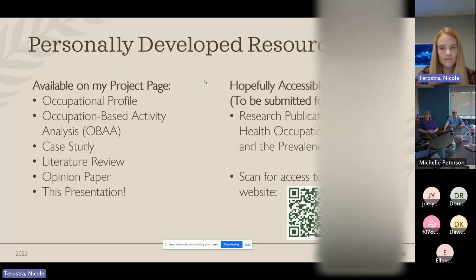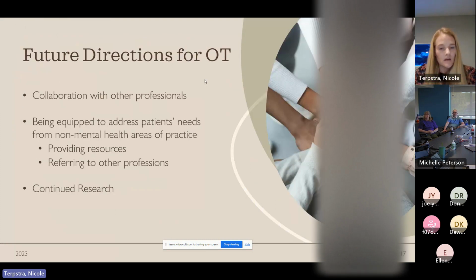So, all right. Future directions for OT. I think there are many ways that OT can become involved.